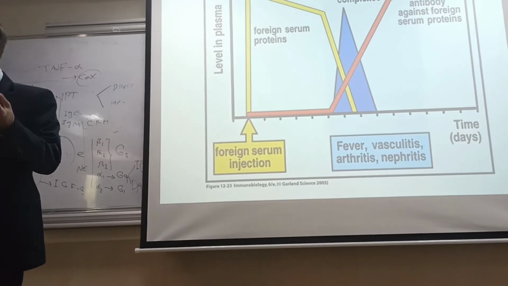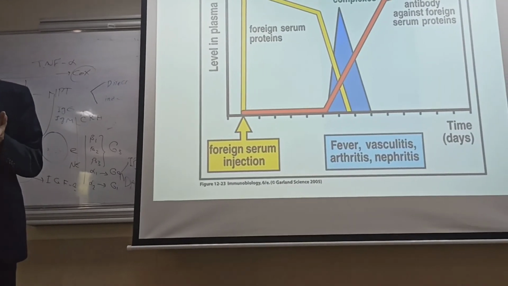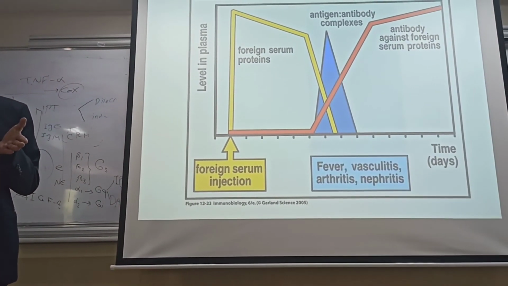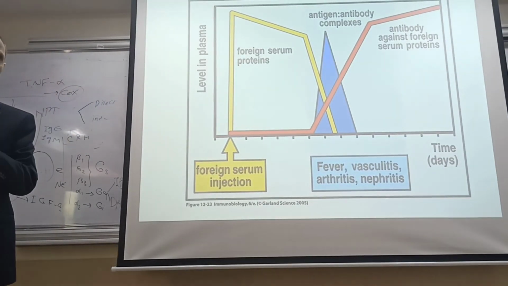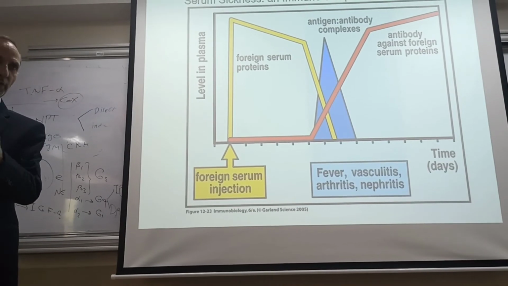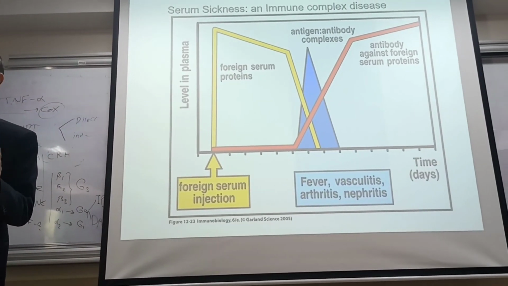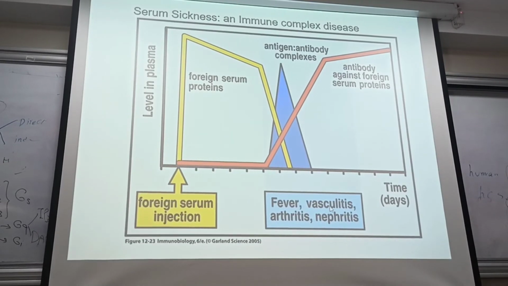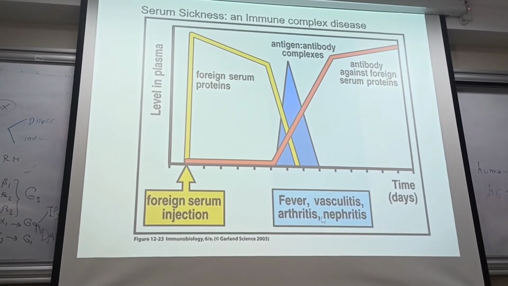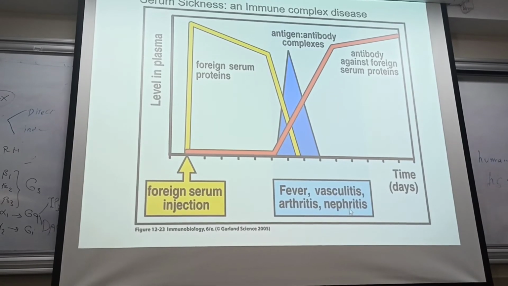This is serum sickness. And if you see for a drug that it causes serum sickness, it means that we have antigen-antibody complex. We may have fever, vasculitis, arthritis, or even nephritis.